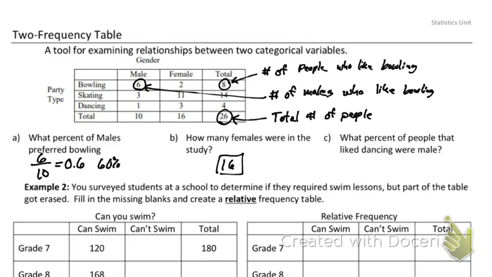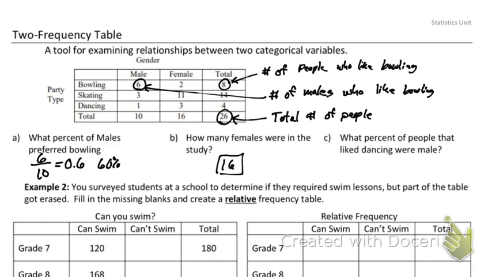What percent of people, see how it says what percent of people that liked dancing were male? What percent of people that liked dancing were male? Just tell me how to set it up.